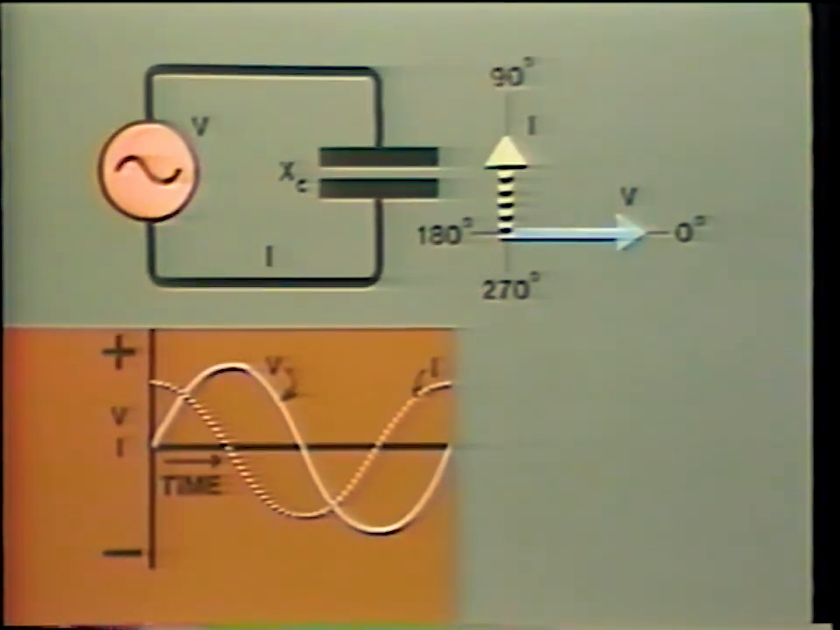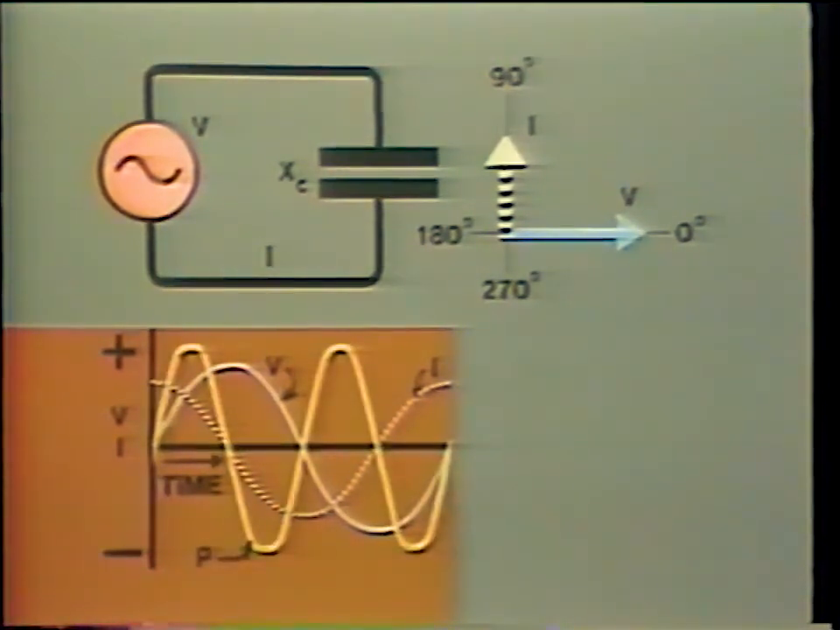As before, the power curve is obtained by multiplying the instantaneous values of voltage and current. And we find that the average power consumed is 0. In this case, energy is being stored in the electric field for 1/4 cycle and returned to the circuit in the next quarter cycle. Since the average power is 0, power in a capacitive circuit is also called volt-amperes reactive and is measured in VARs.